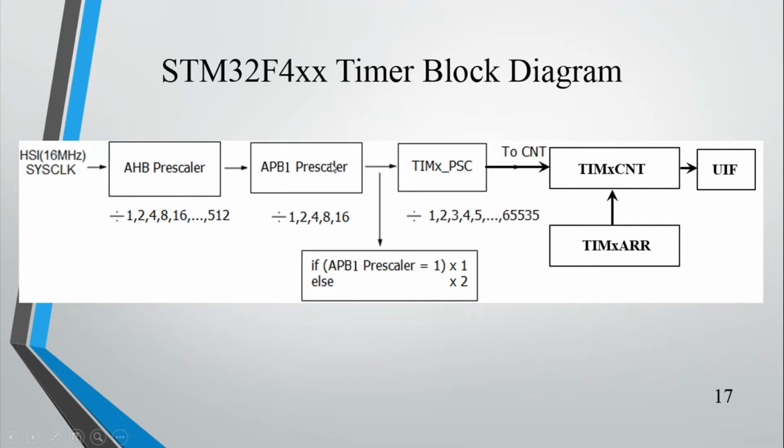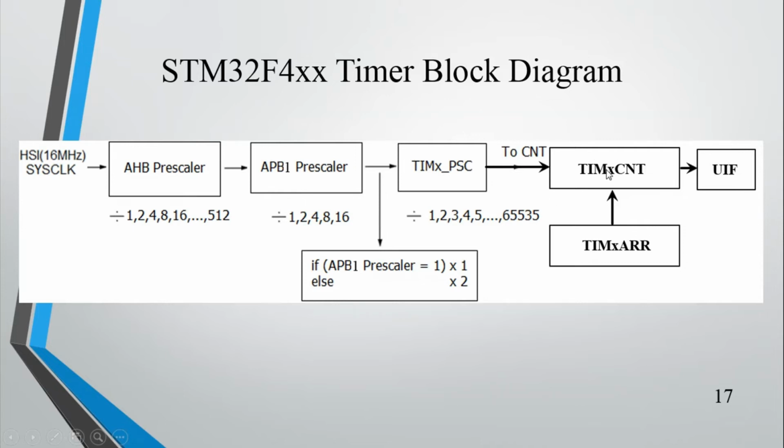Then it is connected to another prescaler known as the timer prescaler. You can configure it from 1 to 65535. You have already seen the table related to the timer prescaler. After passing the clock through all the prescalers, it is connected to the timer counter.